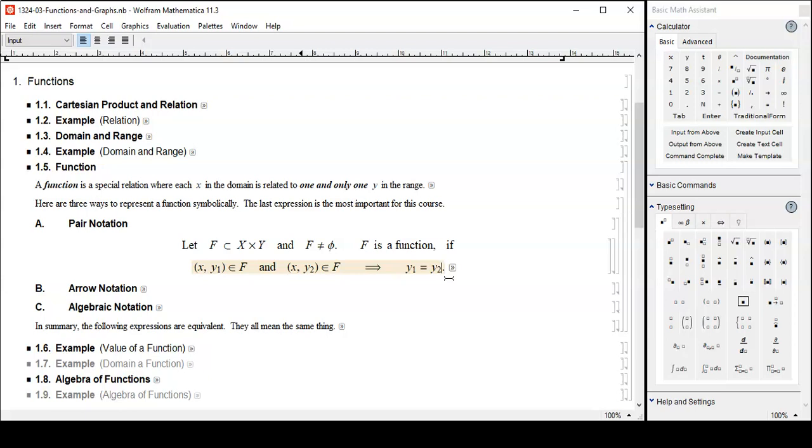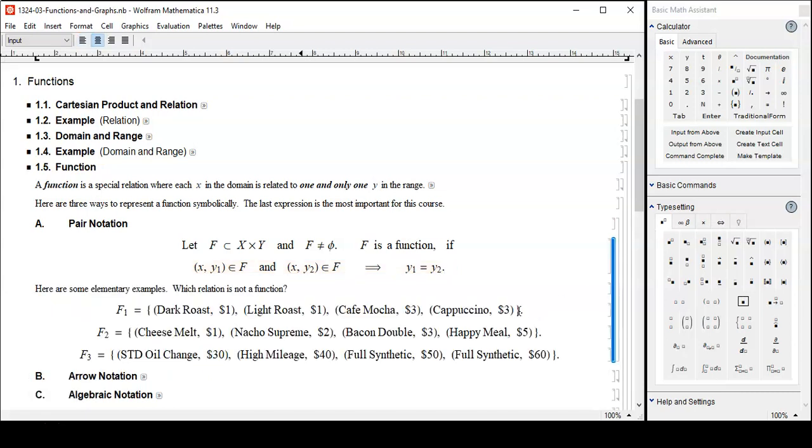For example, this course, Math 1324, is taught by Dr. Kang. This course is taught by Dr. Ike. But then again, Dr. Kang and Dr. Ike are the same. It's me. See what I'm talking about? X is related to this, X is related to that, and this and that must be the same. That's the same as X is related to one and only one Y.